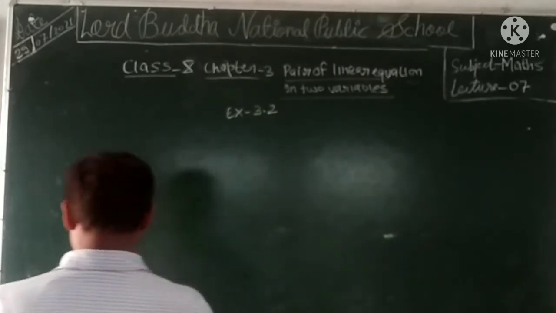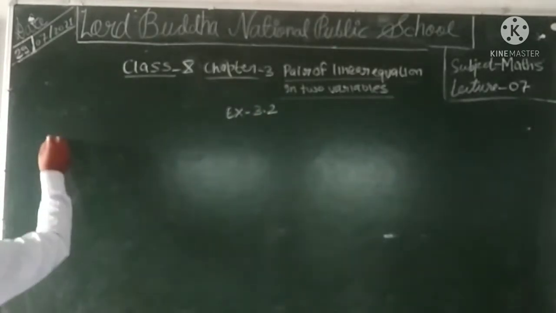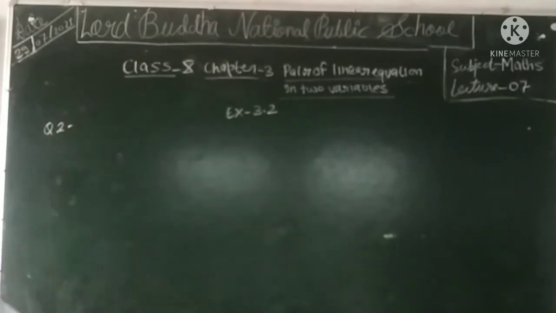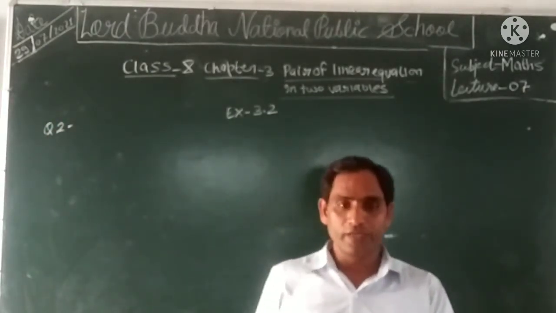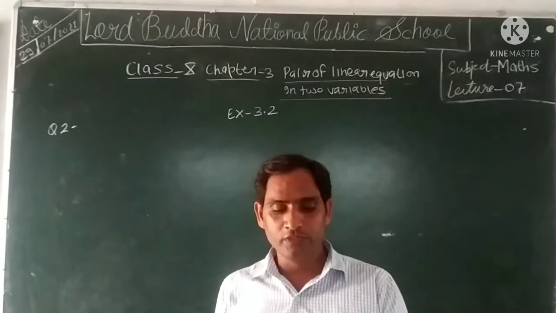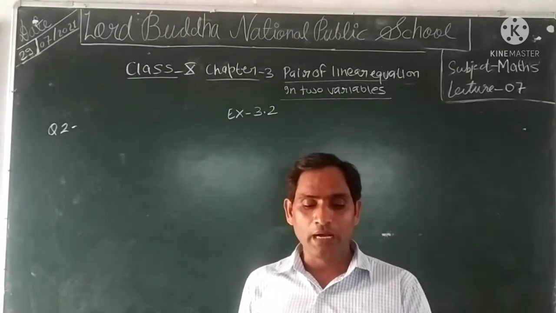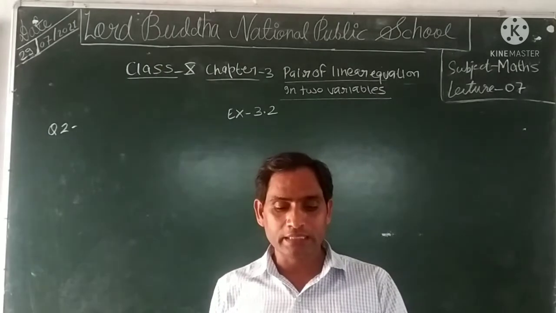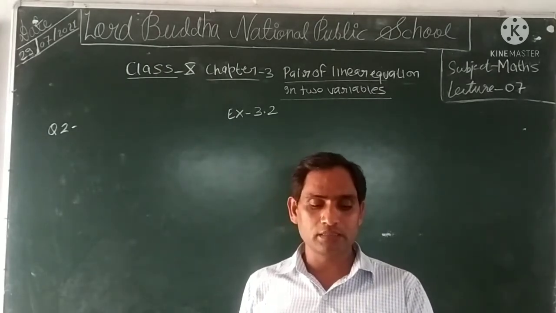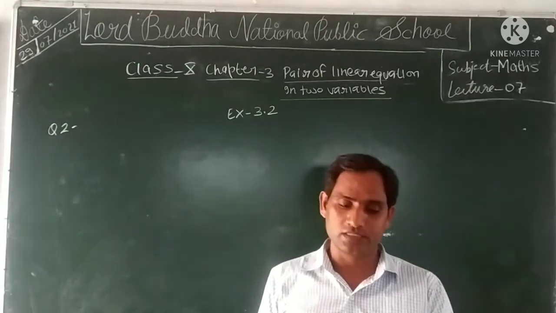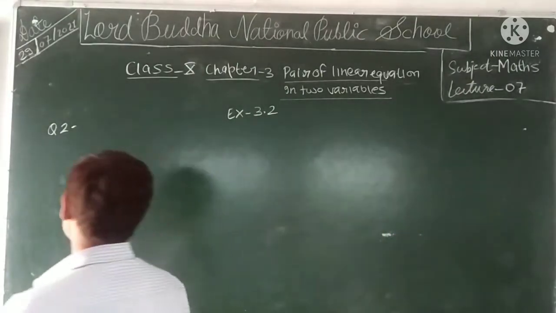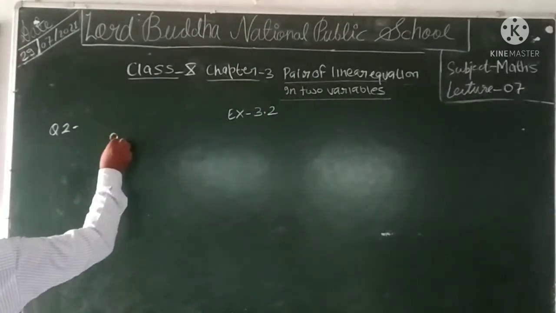Now question number second is: on comparing the ratios A1 upon A2, B1 upon B2 and C1 upon C2, find out whether the lines representing the following pairs of linear equations intersect at a point, are parallel or coincident. As we know, there are three conditions.